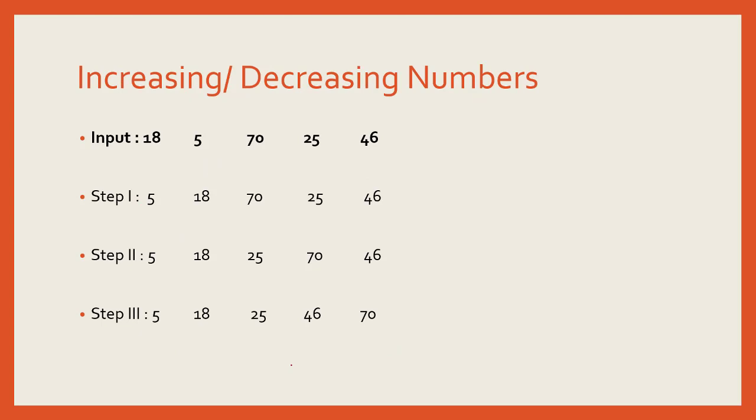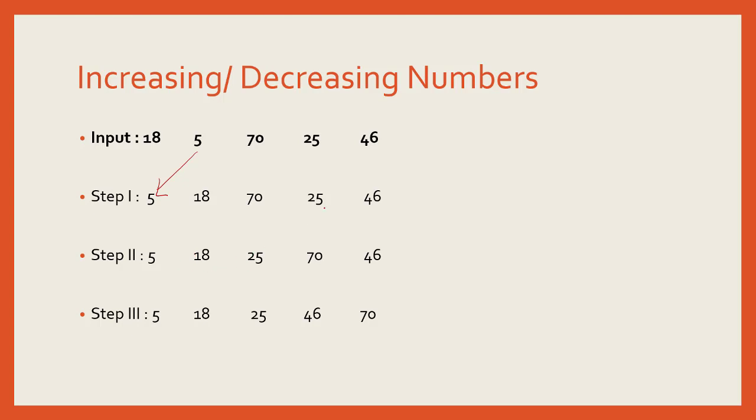Increasing and decreasing order, this would happen mostly in case of numbers. So our input string is 18, 5, 70, 25, 46. In step 1, we can see 5 has been brought forward because 5 is the smallest number, and then the rest have followed in order: 18, 70, 25, 46. 18 is already following the order.